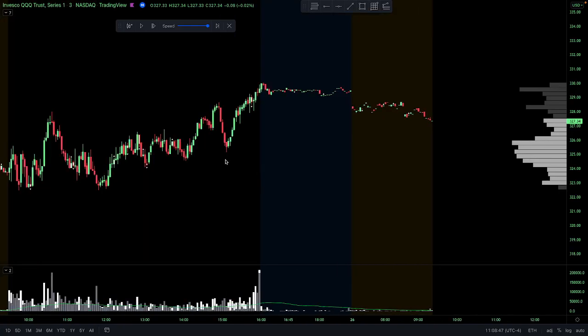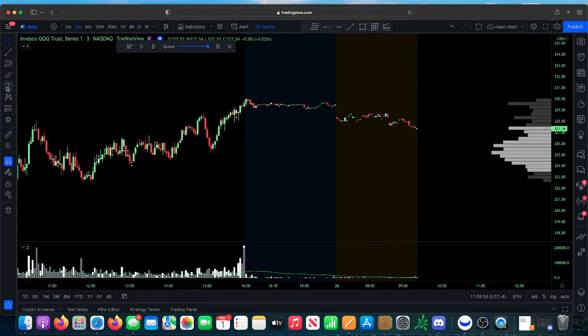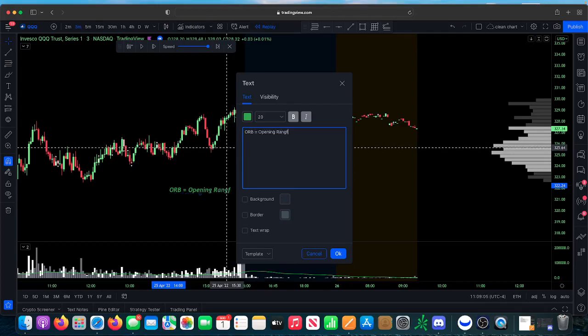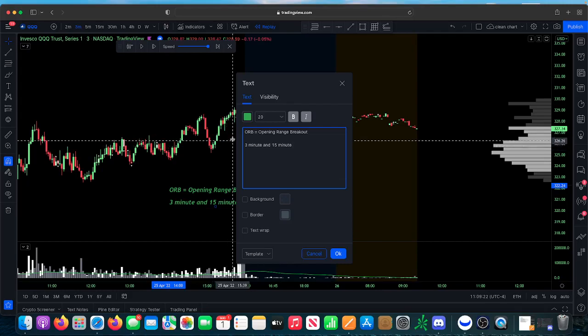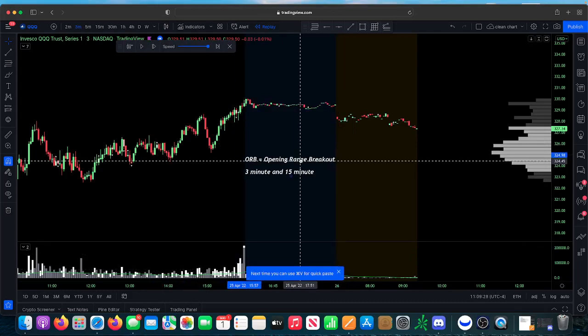So orb stands for Opening Range Breakout. Let's get some text on here. So orb equals Opening Range Breakout. My favorite is the 3-minute and 15-minute. I know some people use the 30 and some people use the 5, but these are my two favorite right now.